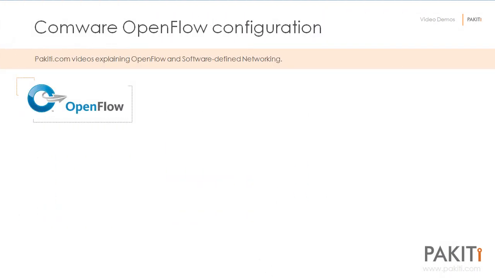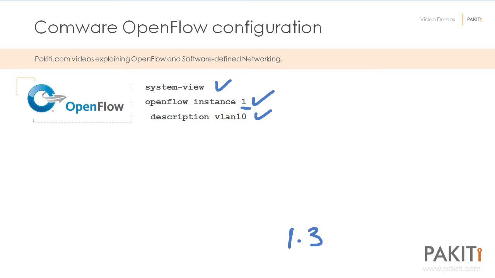HP Comware switches do not support OpenFlow 1.0, they support OpenFlow 1.3 and will negotiate to use OpenFlow 1.3 with the HP controller. To configure OpenFlow on a Comware switch, type System View, OpenFlow Instance and specify an instance number. A description could be specified. To associate a VLAN to the OpenFlow instance, use the classification command. Now, Comware switches allow you to associate multiple VLANs to a single OpenFlow instance.